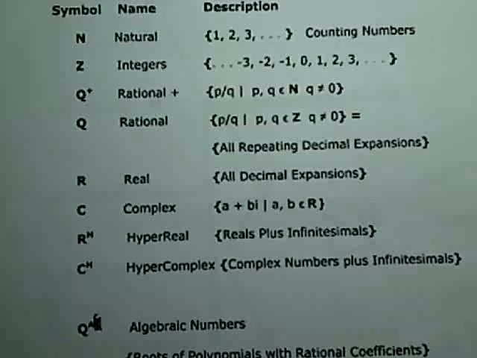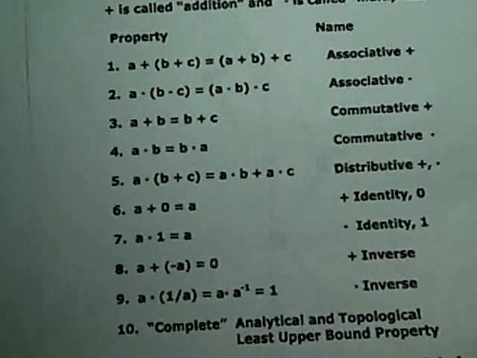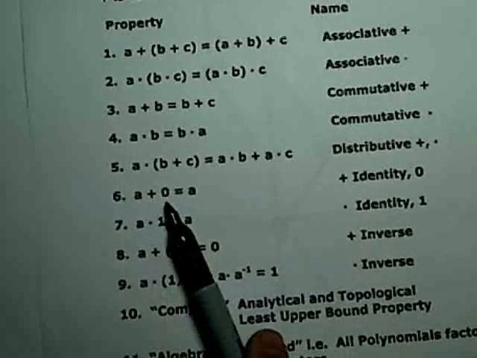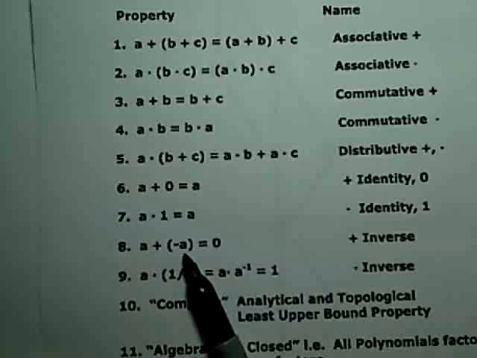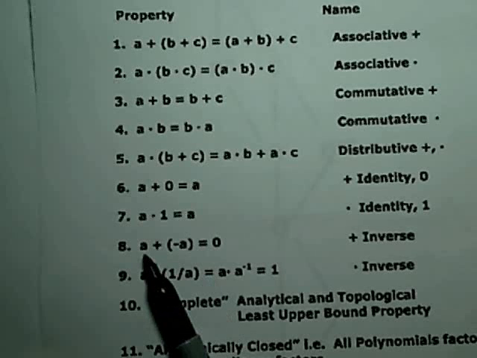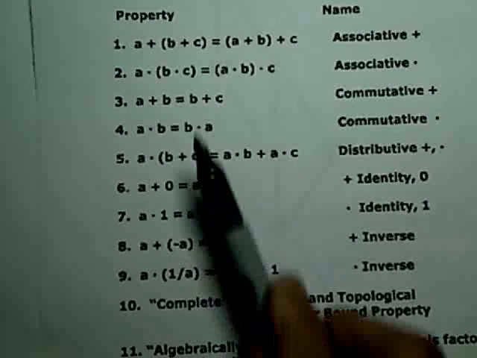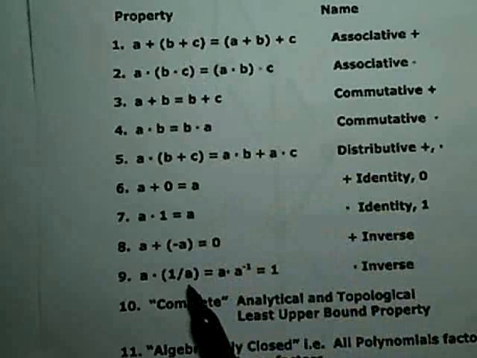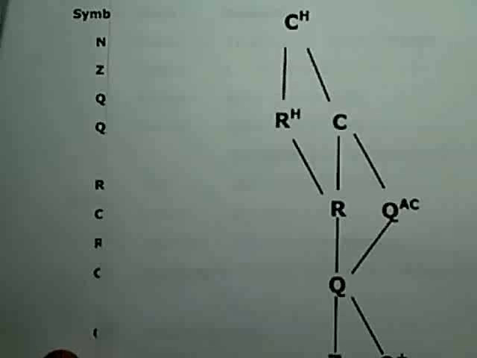And again, the integers satisfy the same properties that the natural numbers did, plus some more. You now have an additive identity, that's property 6, and you have additive inverses, that is property 8. In other words, if you take 5 and add to it minus 5, you get 0. Now, what you don't have with the integers is the concept of multiplicative inverse. So that is something that you have to create another number system to do.